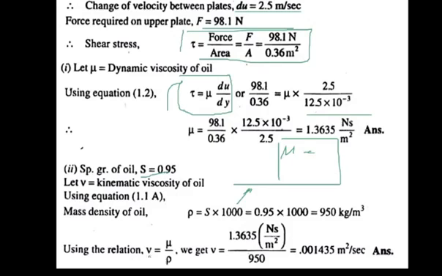Using the relation nu is equal to mu by rho, we get nu is equal to 1.3635 Newton second per meter square divided by 950. We are getting the nu value as 0.001435 meter square per second. So this was about viscosity and some problems on fluid properties. The next topics will be covered in your next sessions. Thank you.